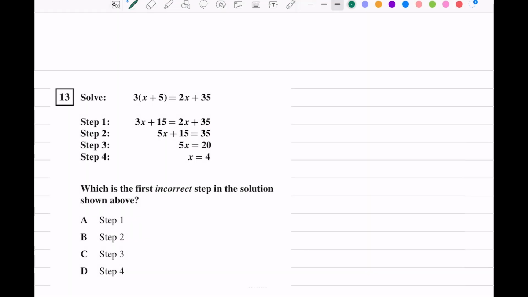Solve 3 times the quantity x plus 5 equals 2x plus 35. And we have steps 1 through 4. And the question asks, which is the first incorrect step in the solution shown above?